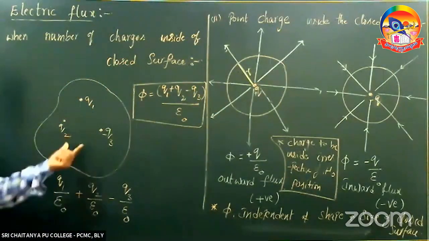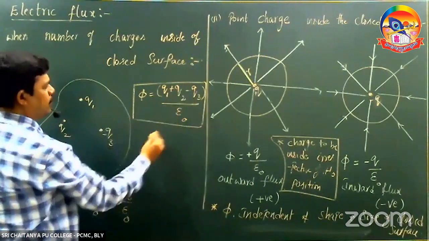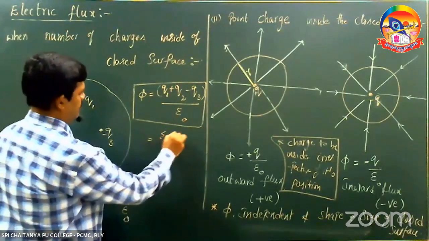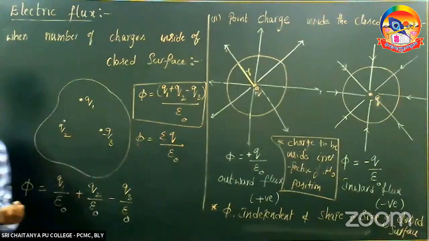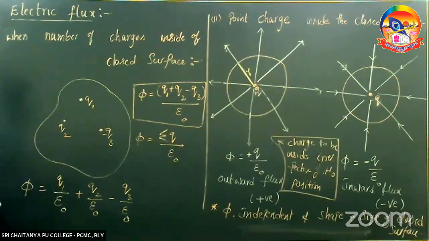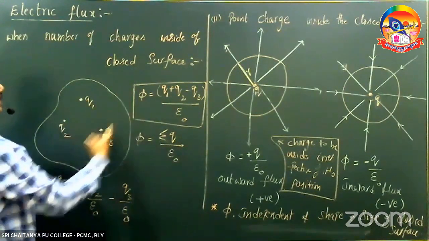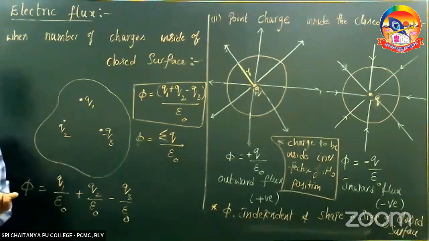When a number of charges are present inside, if you observe Q1, Q2, minus Q3, what is it simply? The algebraic sum of charges. This is the summation symbol. Algebraic sum of charges by epsilon naught. But one care we have to take: if a charge is positive, take it positive; if it is negative, take it negative. Because we know due to a positive charge, flux is positive, and due to a negative charge, flux is negative. Outward, inward. Right?